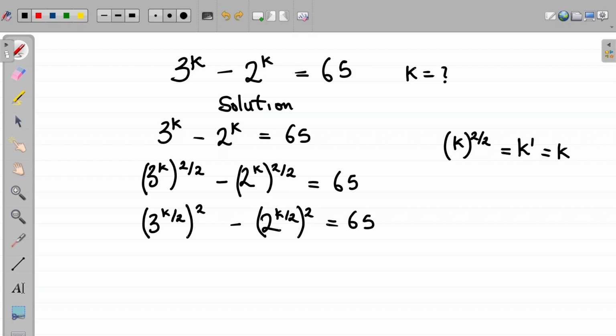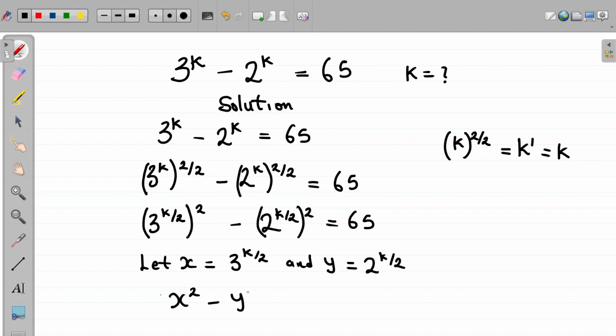On the left hand side, we say that let x be equal to 3 raised to the power of k divided by 2 and let y be equal to 2 raised to the power of k divided by 2. The left hand side of the equation becomes x squared minus y squared equal to 65.